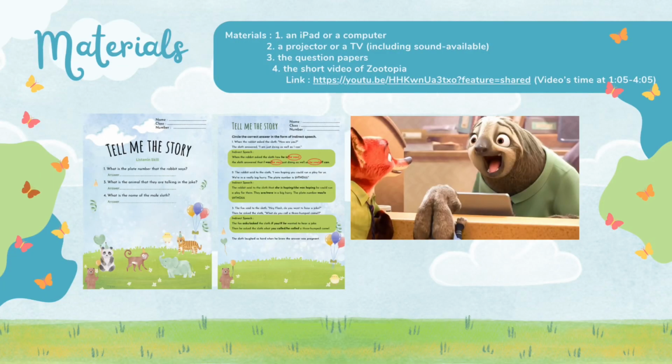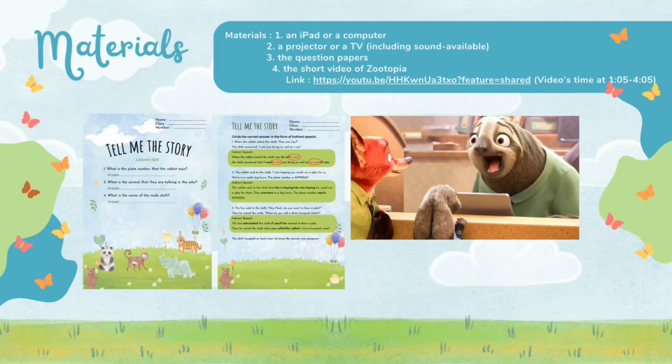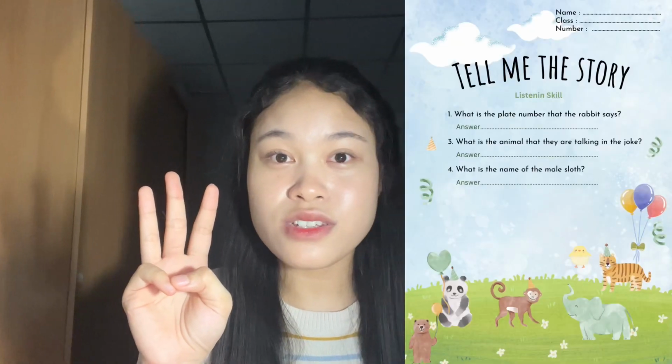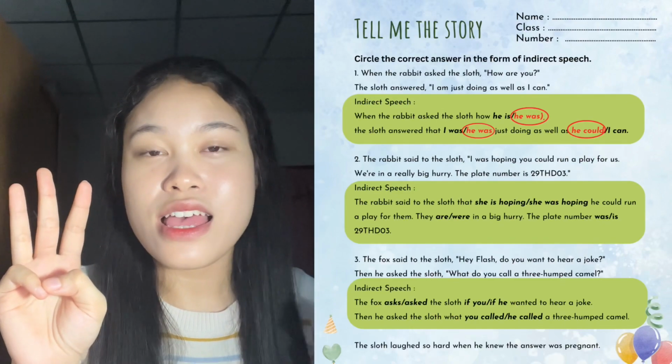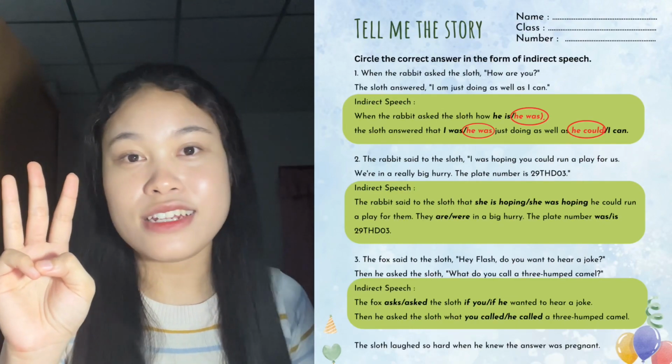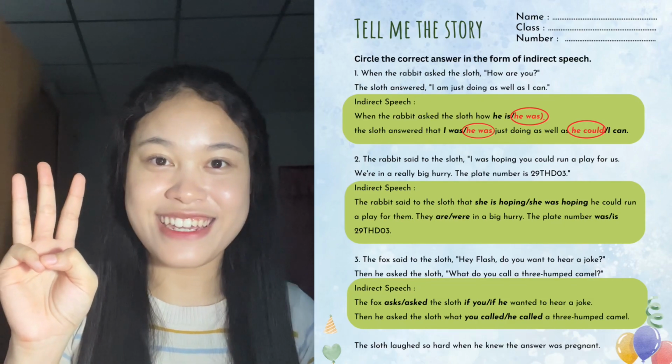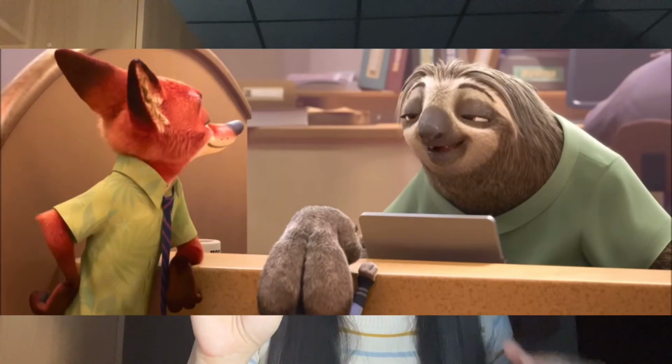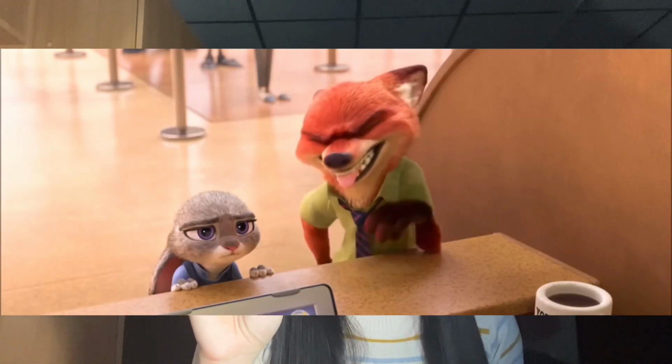1. An iPad or a computer for teaching students. 2. A projector or a TV. This includes the audio so that we can play the video for students. 3. The question papers. There are 2 papers that we are going to use in this activity. The first one is for the listening skill activity, and the second one is for grammar and speaking skill activity. 4. The short video from the movie named Zootopia.